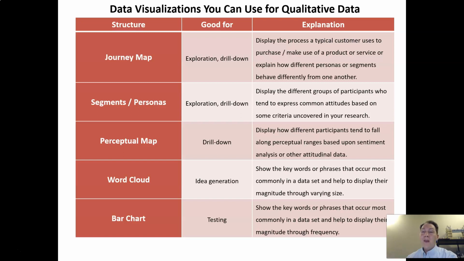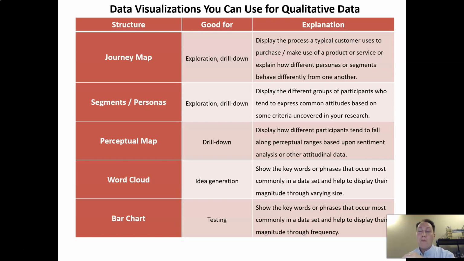Along with that, we might look at segments or personas, and these are again good in exploration or drill down, and they can be paired with journey maps really well. Segments or personas, which we can also do quantitatively, but qualitatively, we can build these segments or personas, and they can display the different groups of participants who tend to express common attitudes based on some criteria uncovered in your research. And I'm going to show you some examples of these in just a moment.